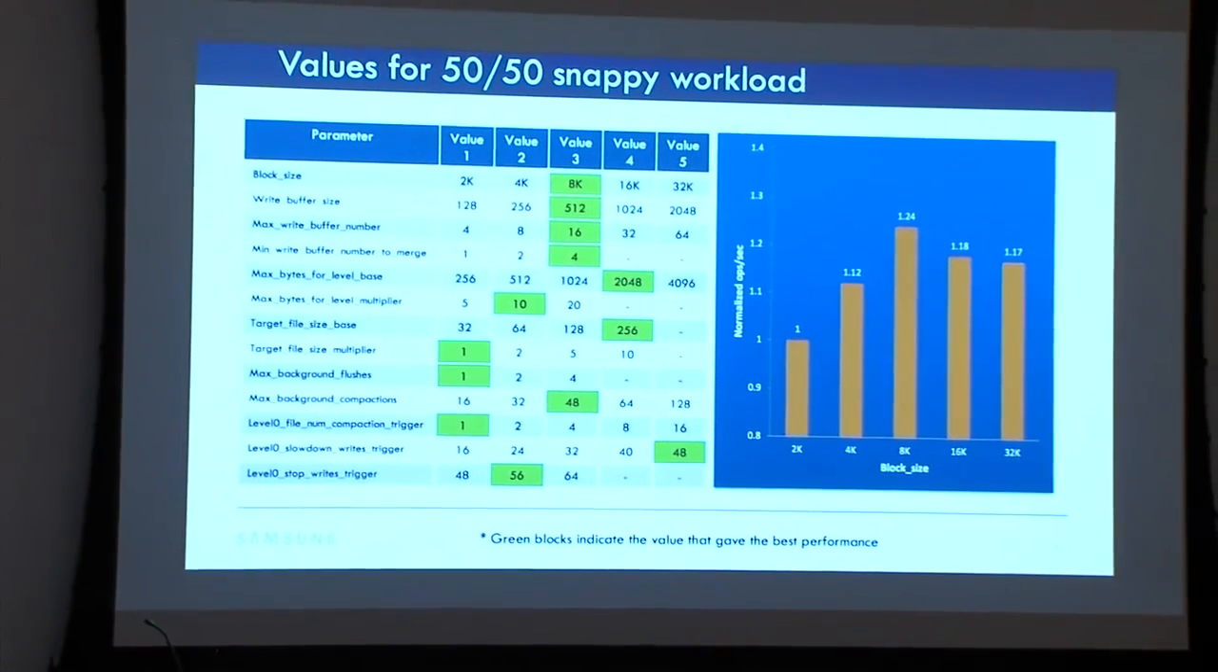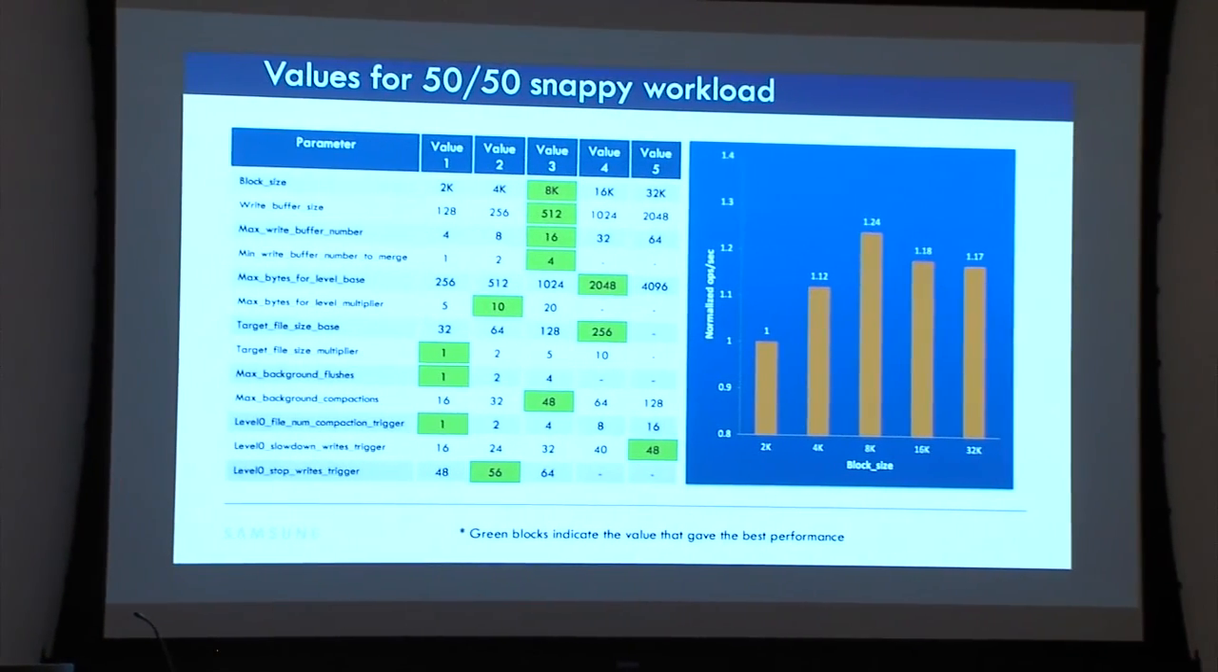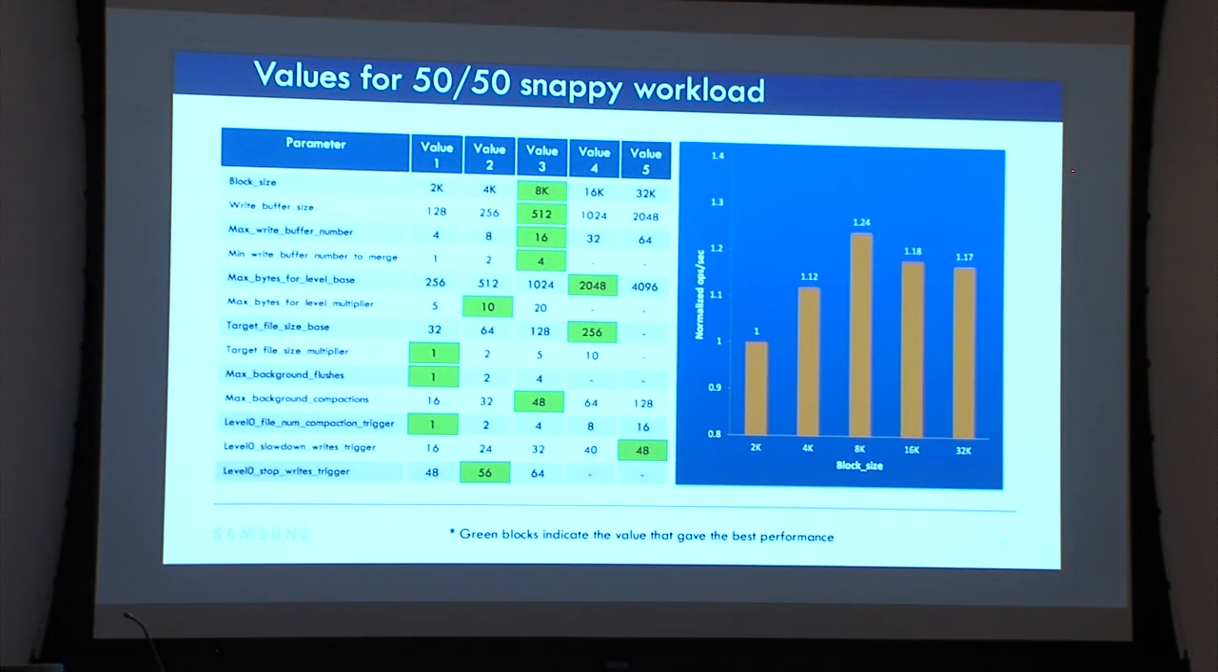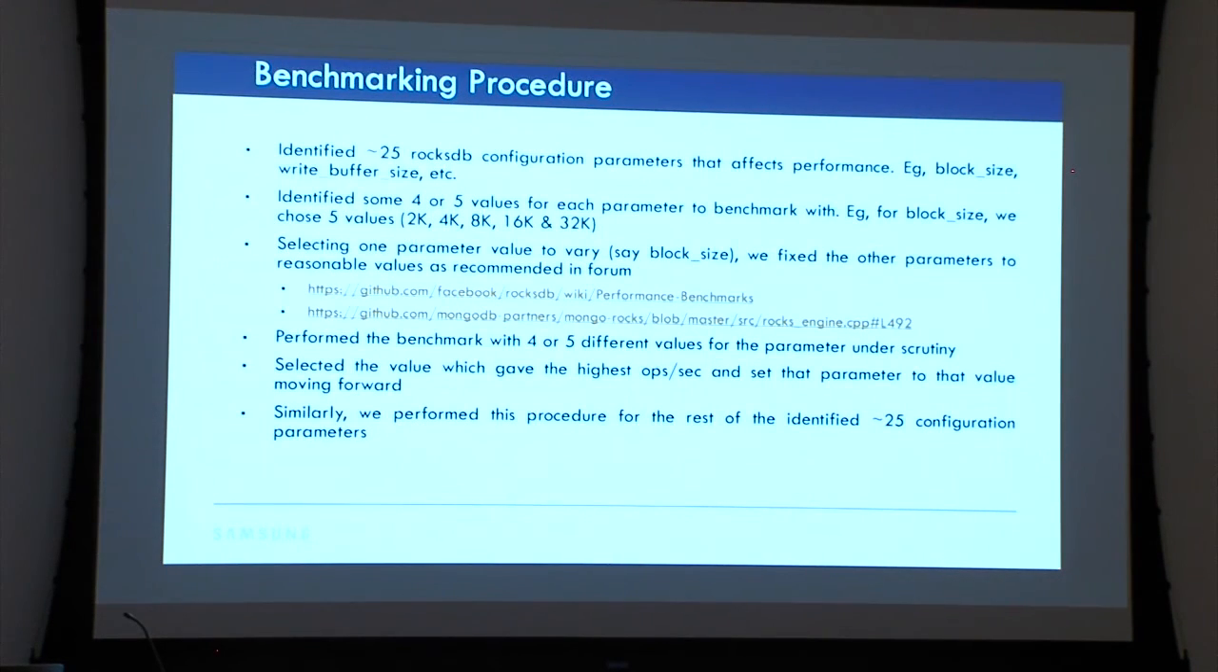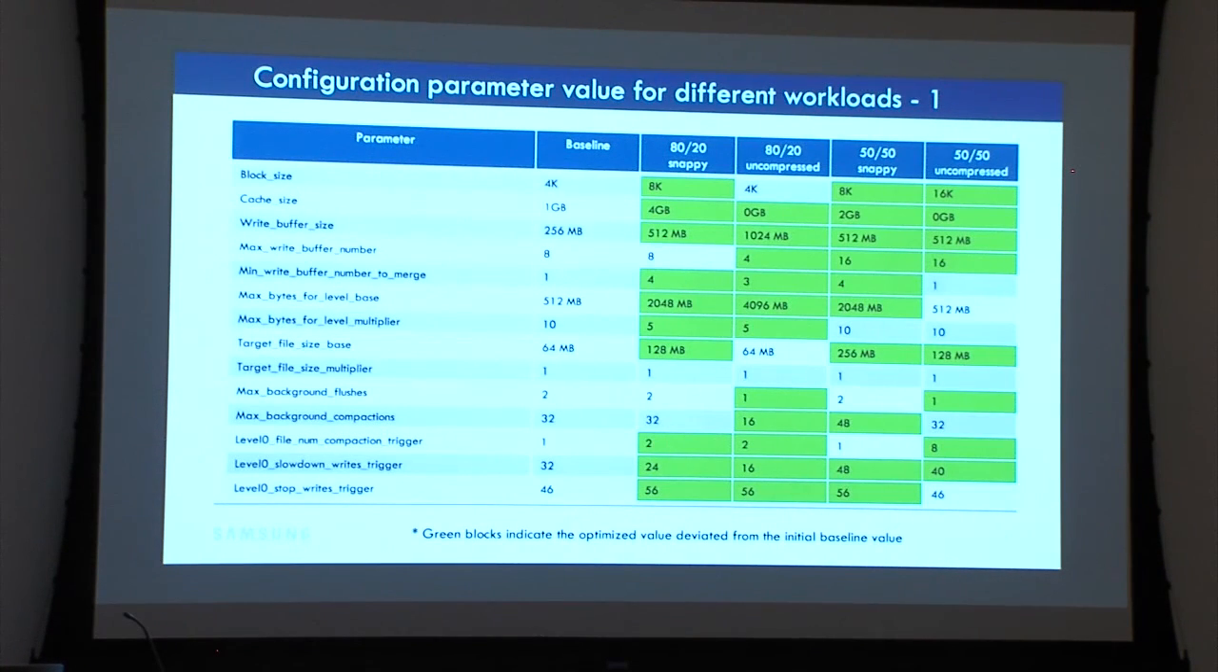The first experiment that I did was with 50/50 snappy and uncompressed. To make sure that this is consistent, I ran the test twice, for both the baseline values and the optimized values. The difference wasn't much, probably 1% or 2%, not more than that. And I ran it on 2 different SSDs as well.